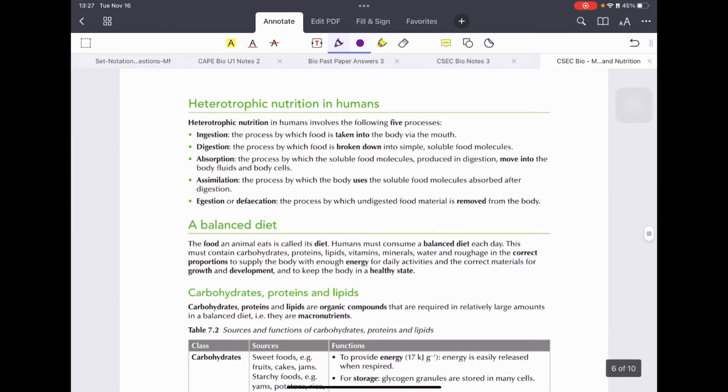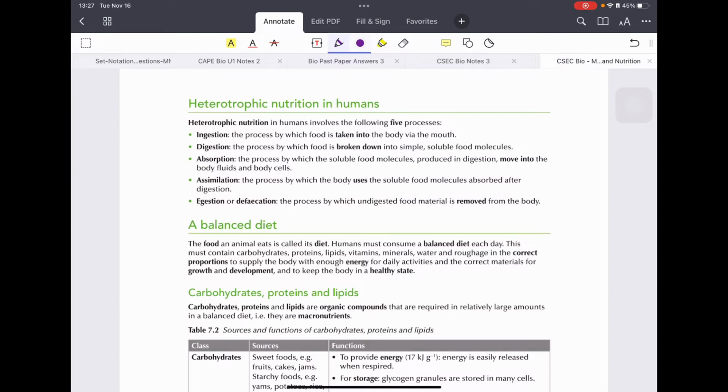Right. So there are 5 processes in heterotrophic nutrition. Ingestion, where you actually eat the food. Digestion, where your body breaks down the food into simpler substances that it could use. So for example, it will break down stuff into proteins, fats, right? Things like that. And then absorption now is where the body can absorb the broken down food to be carried about in the blood to get to where it needs to go.